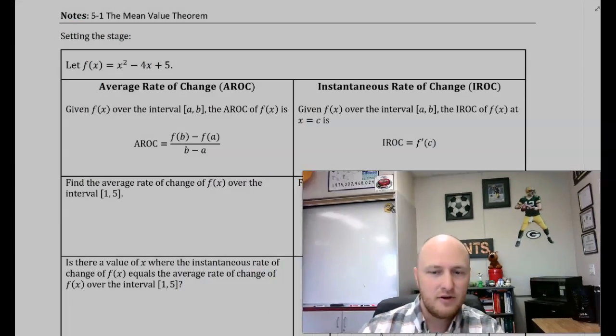This is 5-1 and we are going to talk about the mean value theorem. The mean value theorem, abbreviated as the MVT, is the cousin of the IVT, and we're going to go ahead and compare today the mean value theorem after we introduce it, as well as the intermediate value theorem and how we use them to help us analyze functions.